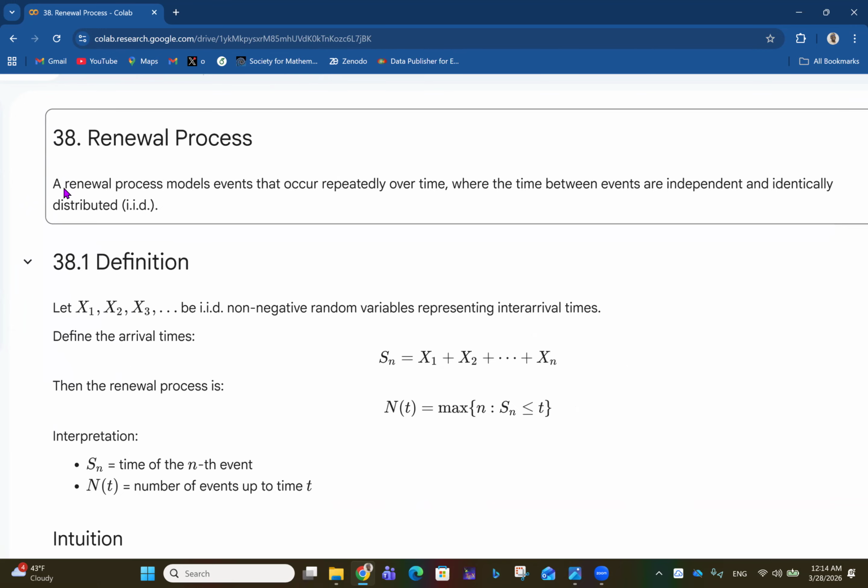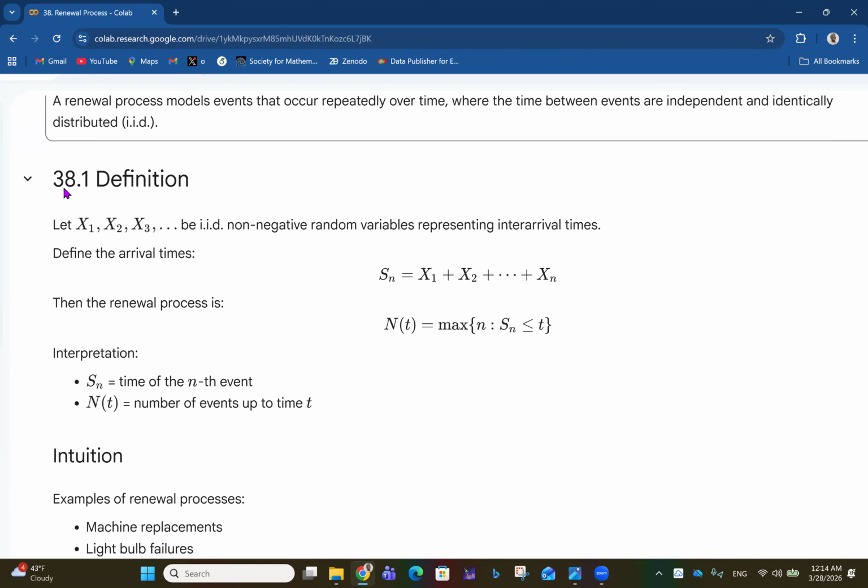A renewal process simply models events that occur repeatedly over time, where the times between events are independent and identically distributed, that is, IID.